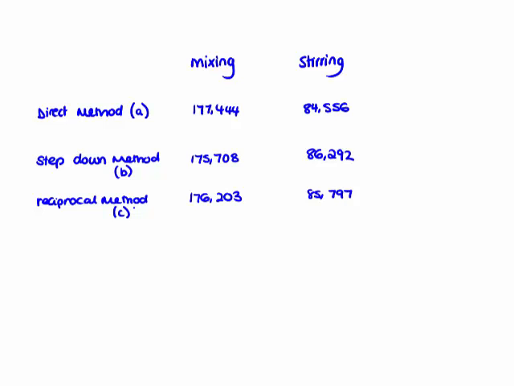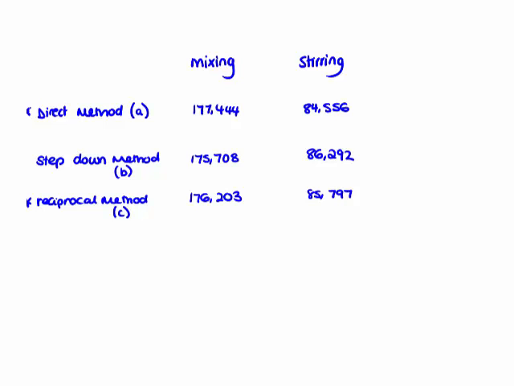So the answers are not going to be the same. However, what you can see is there's not a huge amount of difference. And if we think about the amount of effort needed for the reciprocal method compared to, say, the direct method, the answers are not substantially different, and in the exam it's much quicker to use the direct method or the step down method rather than the reciprocal method.